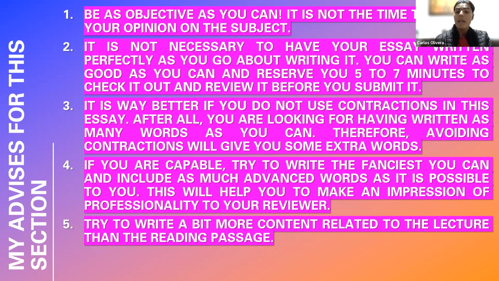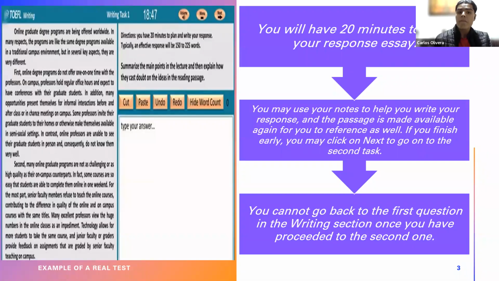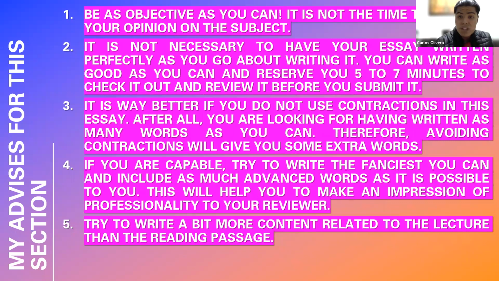Okay, so my recommendation would be: write down everything. Remember that you're expected to write down at least 150 words, and it's going to be awesome if for this particular essay you're able to write down 225 words or more. So write down your entire essay with all the errors you may have. Reserve 5 to 7 minutes at the end of those 20 minutes, and then check everything out and correct it.